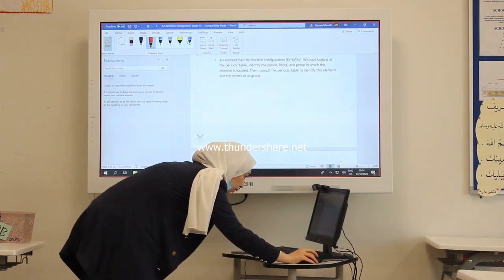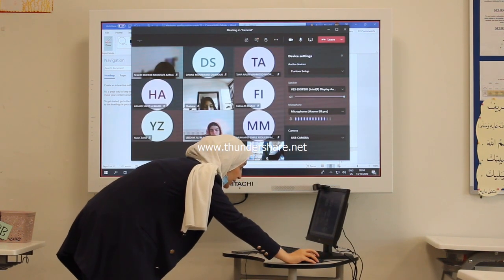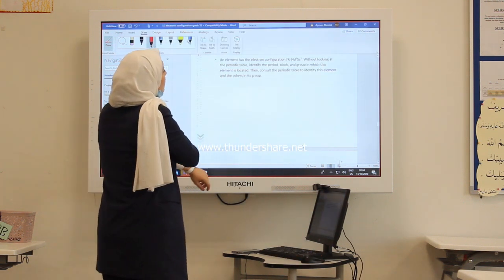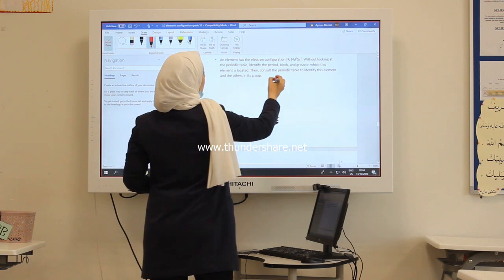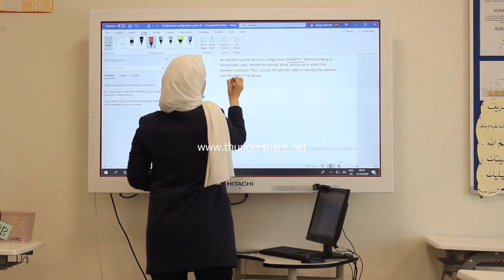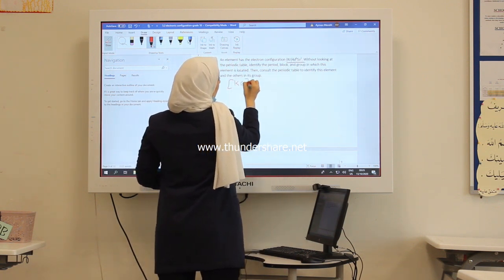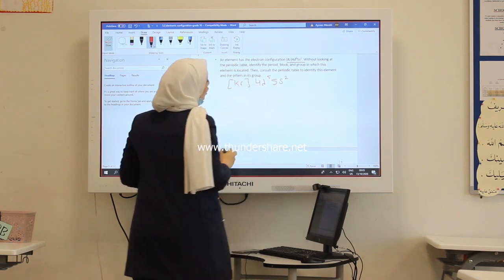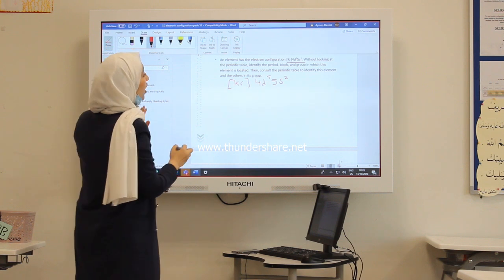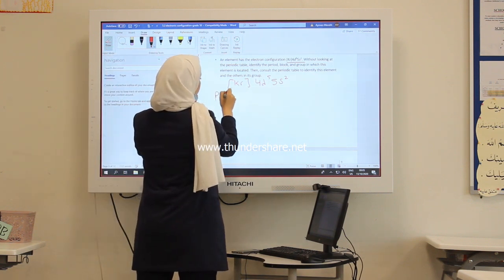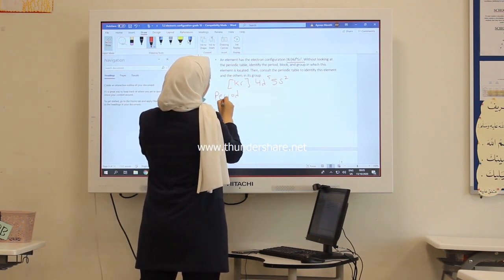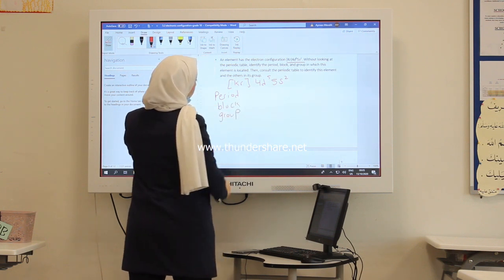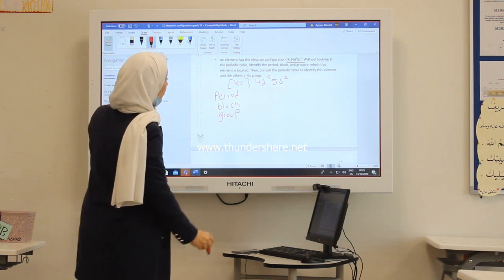Let's go solve that. Okay, Lydia, you will solve that with me. An element has the electronic configuration krypton 4d5 5s2. Without looking at the periodic table, we want to identify the period, the block, and the group.